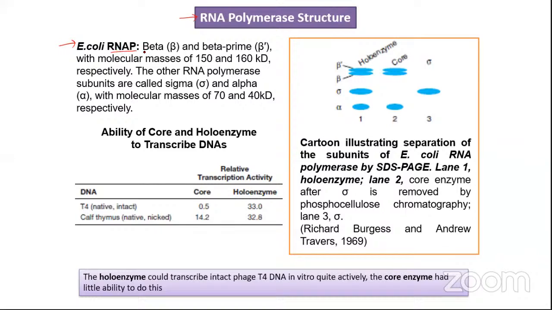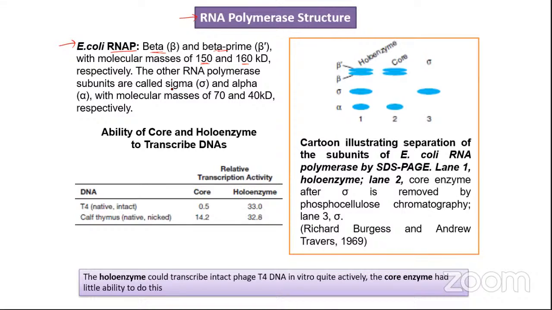E. coli RNA polymerase, that means functional RNA polymerase, was found to contain basically four subunits, two of which were very similar in size. They were named the beta and beta prime subunits. They were having almost the same size. Beta was 150 kilodaltons, while beta prime was 160 kilodaltons, respectively. Apart from this, RNA polymerase was also found to contain two more important subunits.